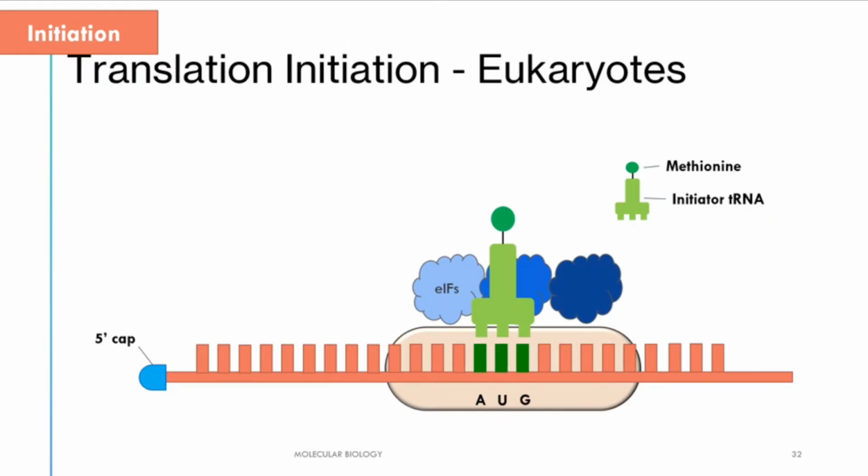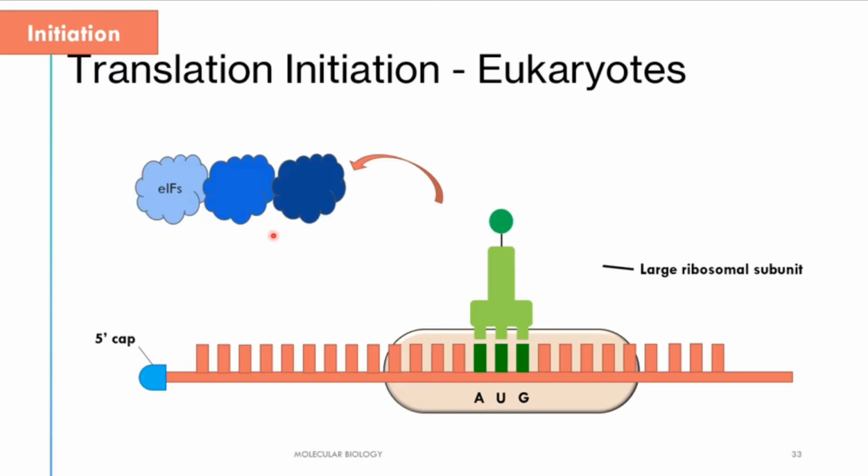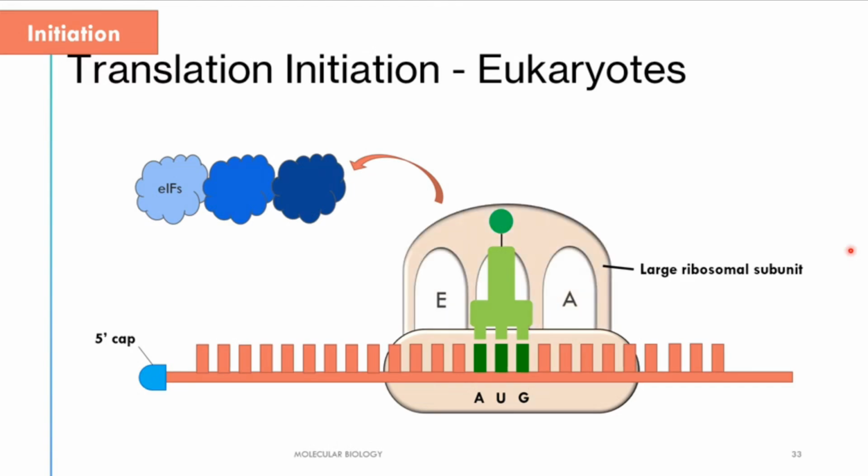When that happens, the eIFs, the eukaryotic initiation factors, are going to dissociate from the initiation complex, and the large ribosomal subunit is going to come in and bind to the small subunit, therefore forming a complete ribosome. And this will complete the initiation process in eukaryotes.